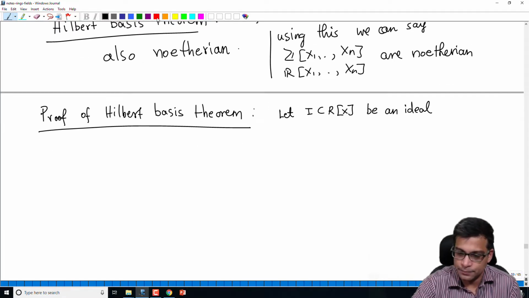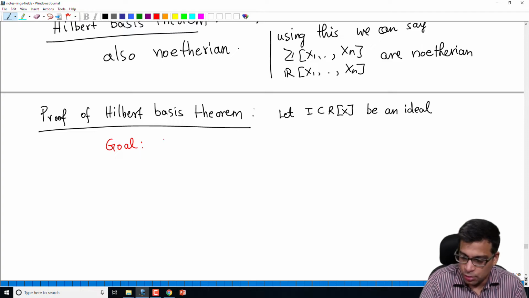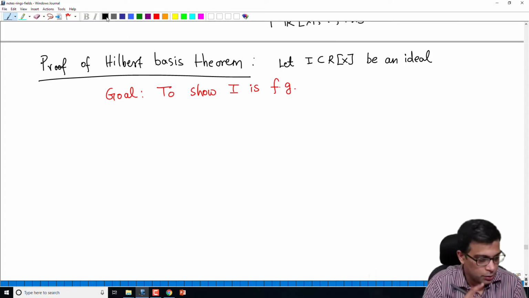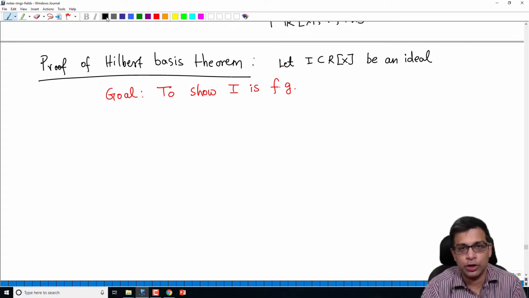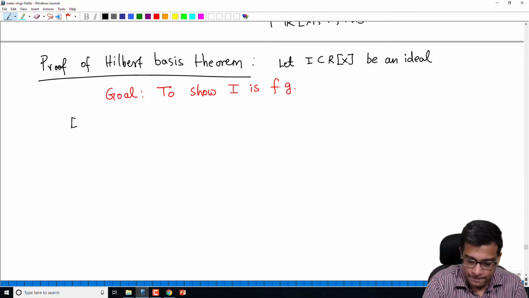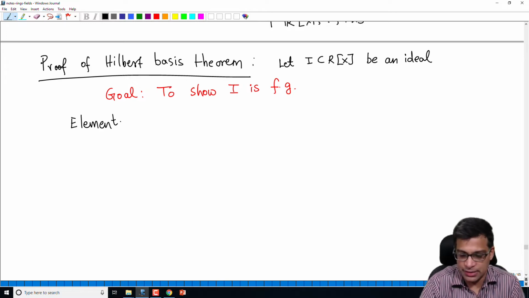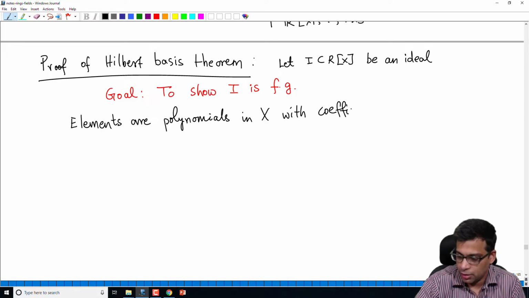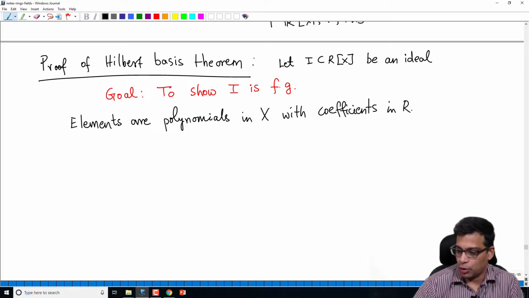So remember, the goal is to show I is finitely generated. That means we have to exhibit a finite set of elements of I which generate it as an ideal. Okay, so what we'll do is the following. Among all elements in I, remember what are elements in I? These are polynomials with coefficients in R in one variable x. Indeed, elements of R[x] itself are polynomials in x with coefficients in R. These are how elements of the polynomial ring look.